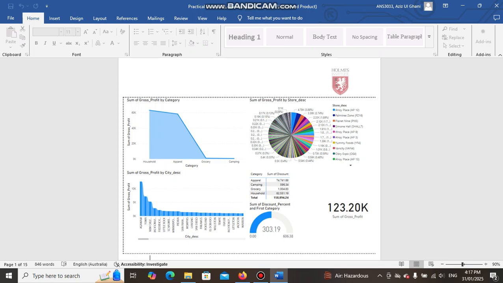And then the third one is a graph which shows city descending and sum of gross profit. And the last one is also a pie chart with sum of discount percent and first category. So the total sum of gross profit was 123.20k.